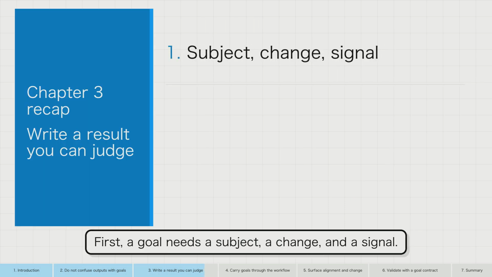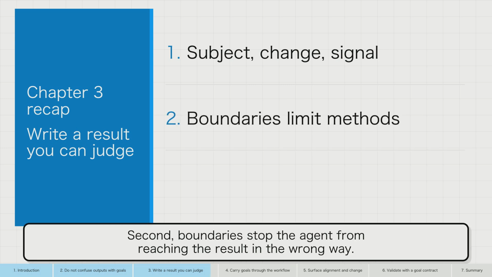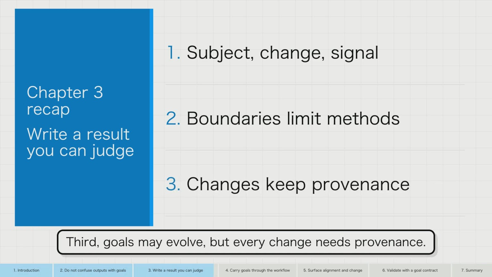Chapter Recap. First, a goal needs a subject, a change, and a signal. Second, boundaries stop the agent from reaching the result in the wrong way. Third, goals may evolve, but every change needs provenance.